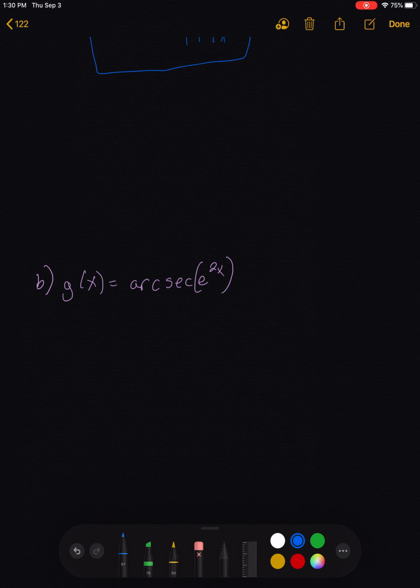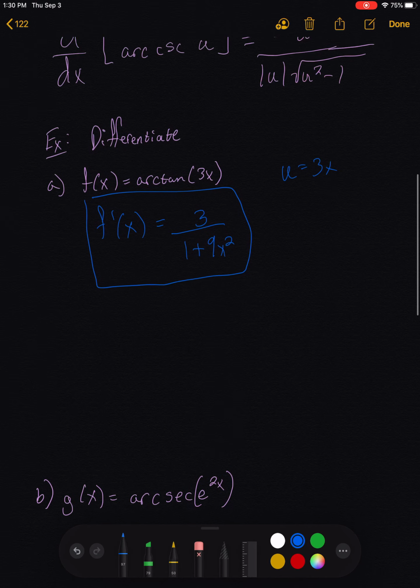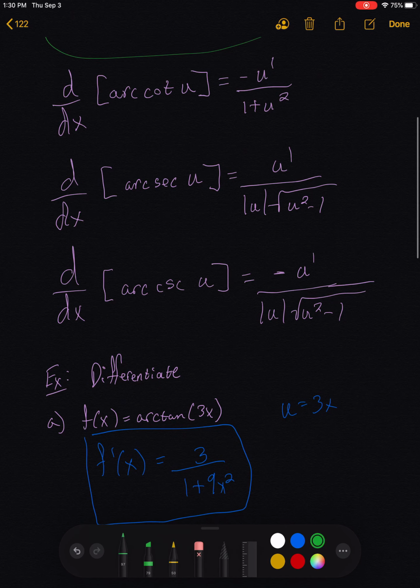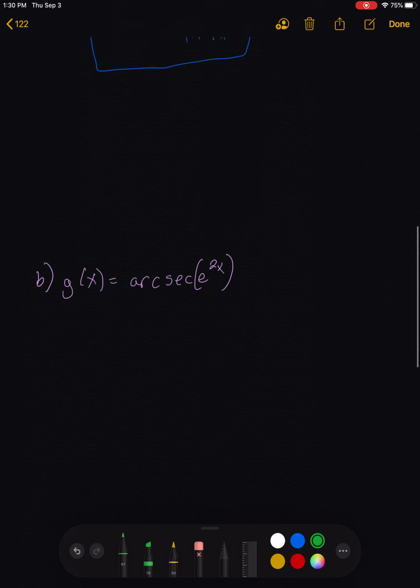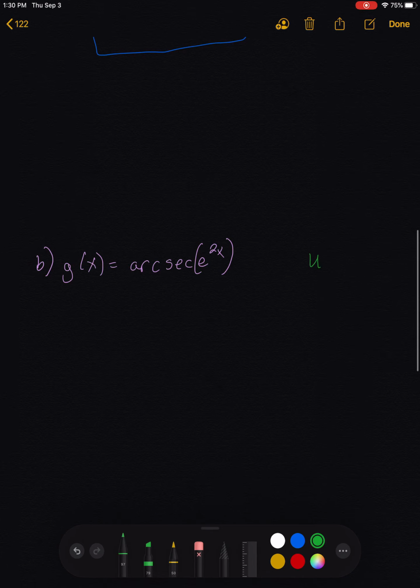Suppose g of x was arcsecant of e to the 2x. All right, so let's go up and look at our rule for arcsecant. So that's this rule here. We have that the derivative of arcsecant of u is u prime over the absolute value of u times square root u squared minus 1. Okay. Maybe to make life easier, I'll jot that down here. So we've got u prime over absolute value of u times square root u squared minus 1.